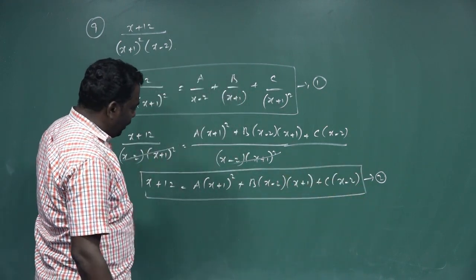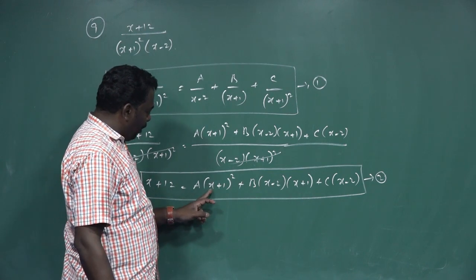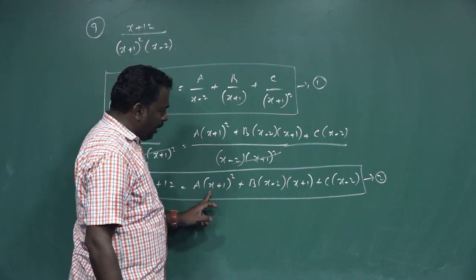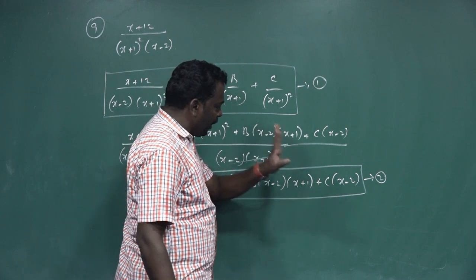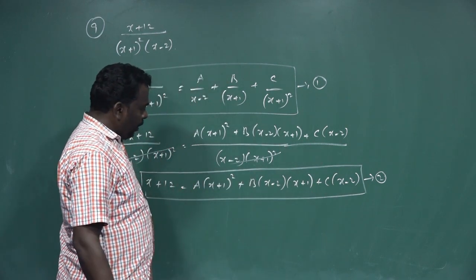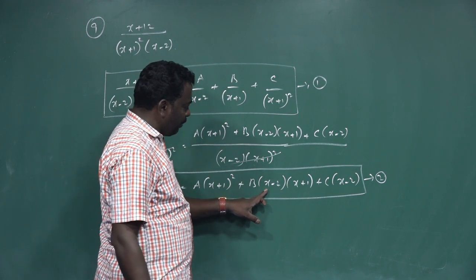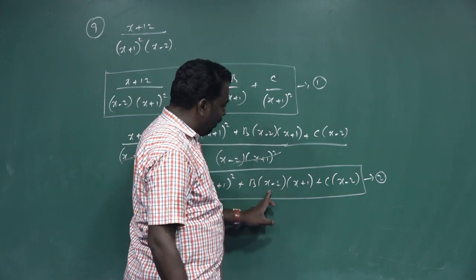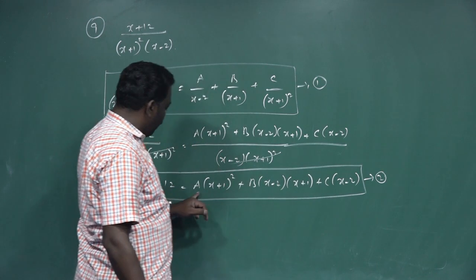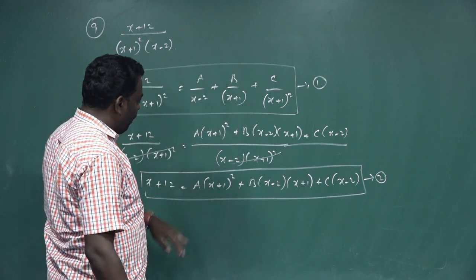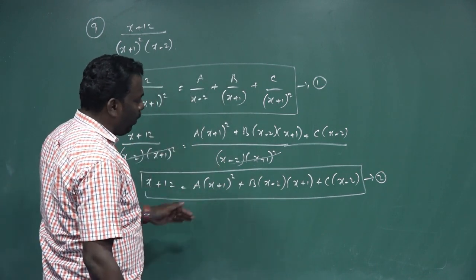Now in the second equation, just put x equal to minus 1, and this term will cancel and this term will cancel, so it will be possible to find the value of c. If we put x value equal to 2, 2 minus 2, this term will become 0. Therefore the second term and third term cancel, and it will be possible to find the value of a. After that, we can put any value of x to find b.